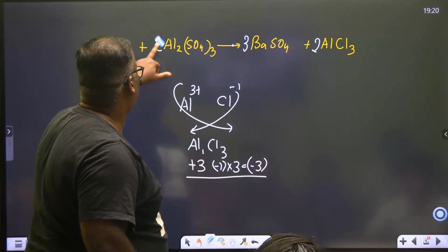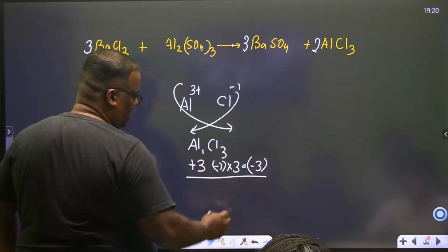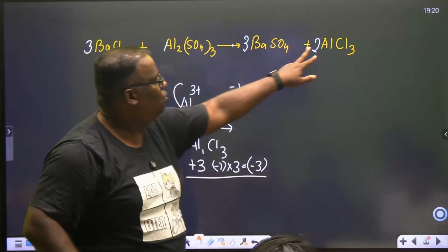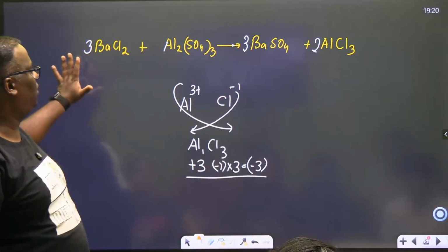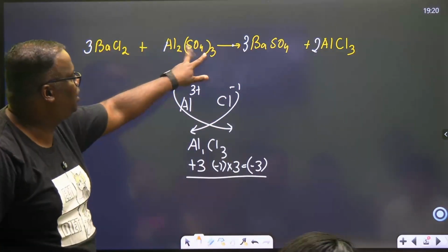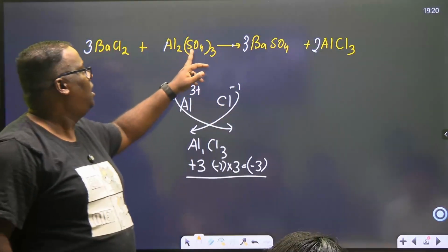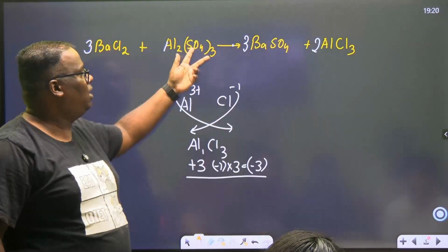Just let us keep it Al2 for some time. Al2. 2Al, satisfied? So far, let's look at sulfur. 3 sulfur, 3 sulfur, fine. Then we are left with oxygen. 12.